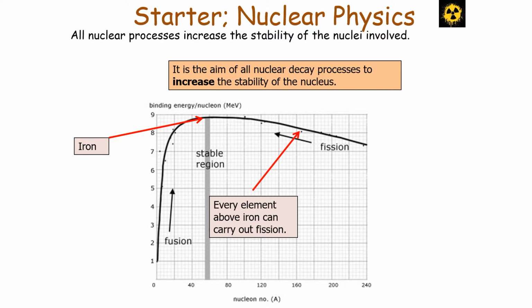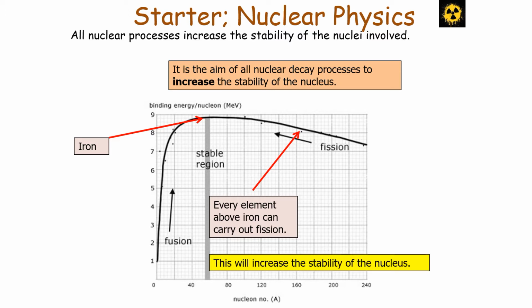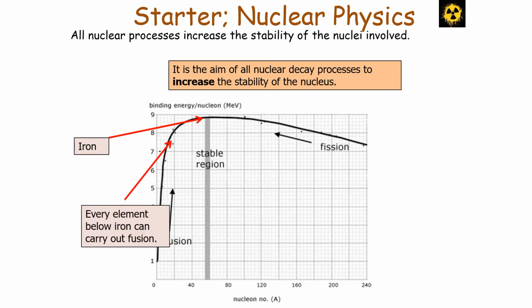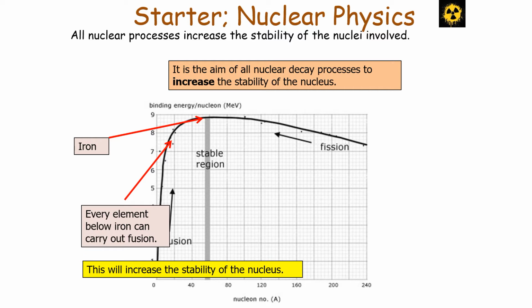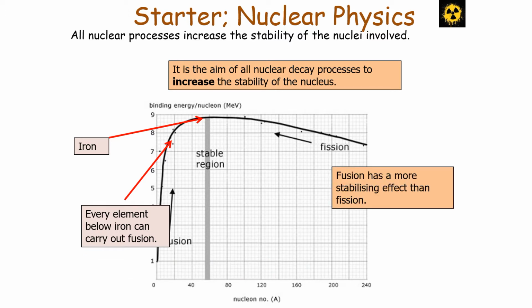So what this means is, if you look at this diagram, every element above iron can increase its stability by carrying out fission. The fission process for any nucleus above iron will increase the stability of the nucleus, whilst any element below iron will carry out fusion, as fusion will increase the stability of that nucleus. Fusion can actually have a more stabilizing effect than fission, which is why it can take place in places like the sun and release a lot more energy than when fission is carried out in a nuclear power station.